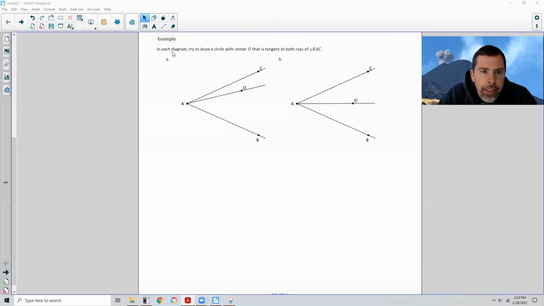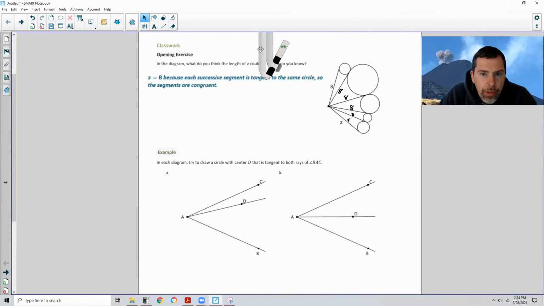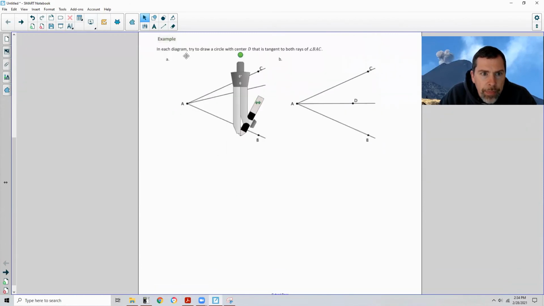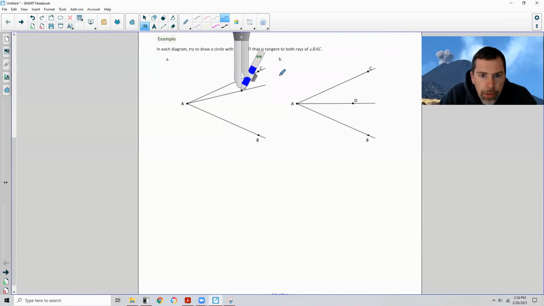Okay, in this one it says, in each diagram, try to draw a circle with center D that is tangent to both rays of angle BAC. So what they're saying is they want a center of a circle here so that it is just touching this line segment and this line segment. So if I got my compass out and brought it down here and turned the ink to, let's turn it red, and I put the compass right here.